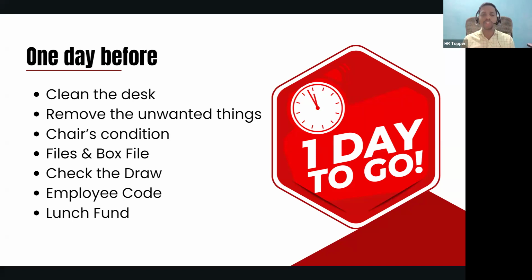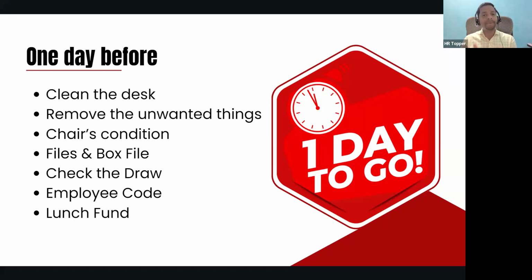So please ensure that it is neat and clean. Remove all the unwanted things from the drawer and under the table. Check the chair's condition. Check whether any box file is kept. Unwanted things, please remove them. And also the employee code, because on day one you have to give the employee code, and it is required for the thumb registration or registration purpose.